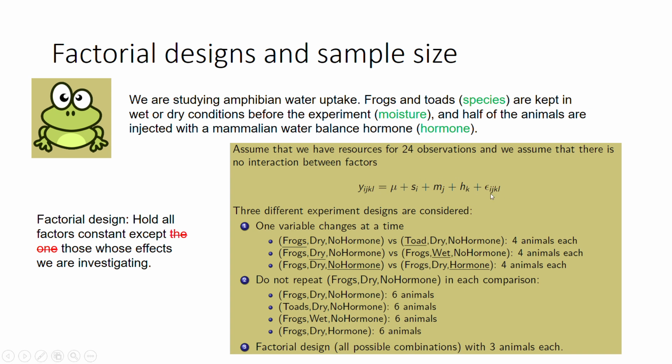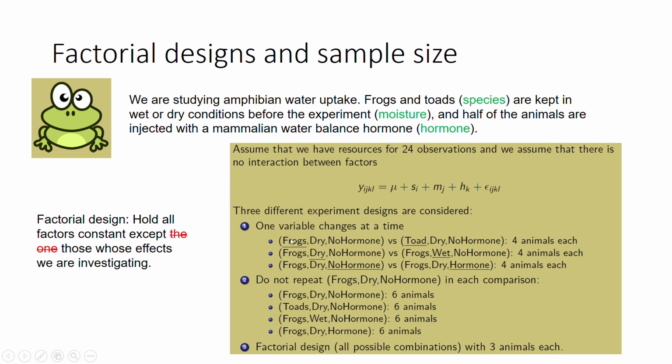So here what they are saying is, the change in weight that I see for a given animal will be an overall mean, plus something that depends on the species, plus something that depends on the conditions before the experiment, plus something that depends on the hormone, plus something that depends on the animal itself. So we have three factors that are affecting these results. So let's change one variable at a time.